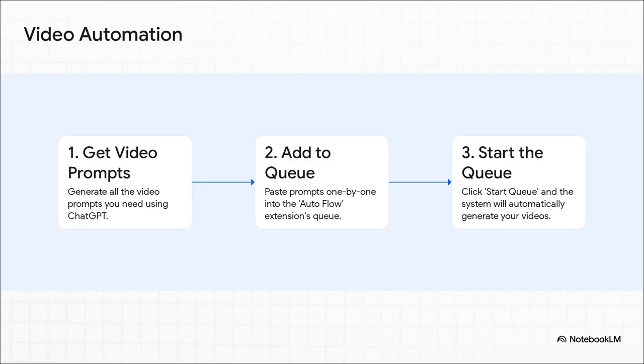Now, the process for video is just a tiny bit different. Instead of pasting one giant list of prompts, this extension, AutoFlow, works like a queue. So you'll add your prompts one by one into this queue. Once you've got them all loaded up, you just hit Start Queue, and the system goes to work, generating each video clip in order, all on its own.